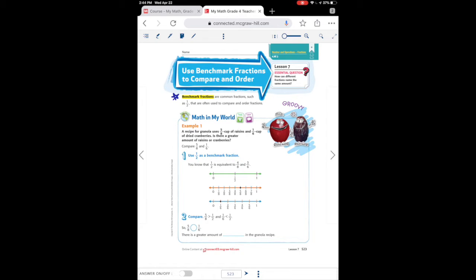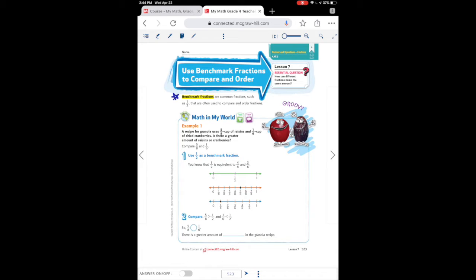All right, so lesson 7, use benchmark fractions to compare and order. So yesterday we used the least common multiple to help us compare and order fractions, and we had to do a lot of work with that. We had to find the least common multiple and then multiply and then compare our fractions, and they all had to have the same denominator or the same numerator.